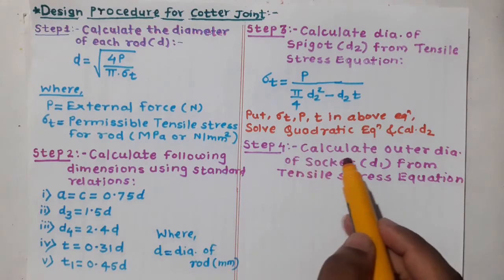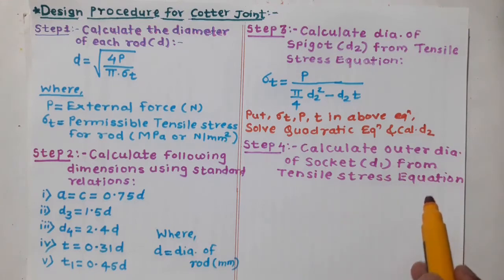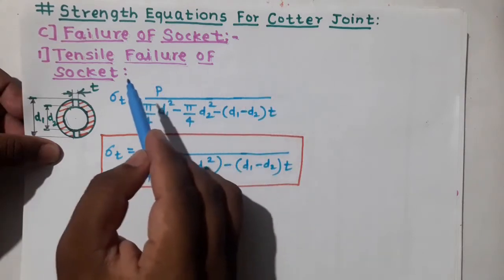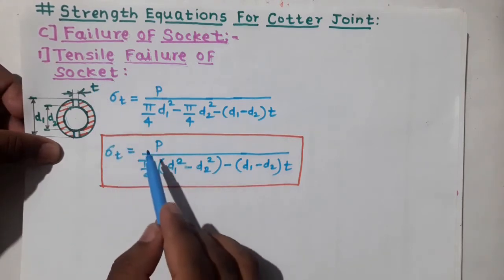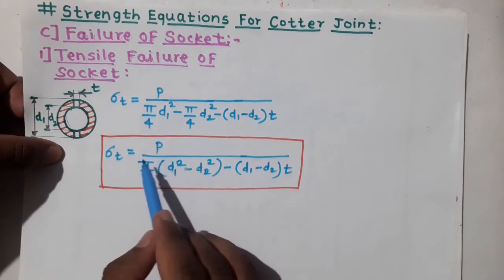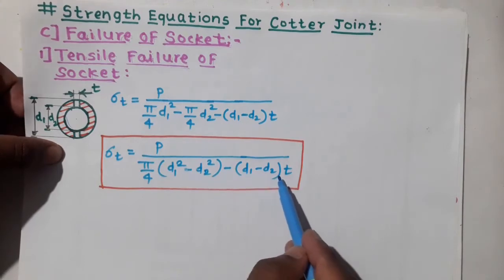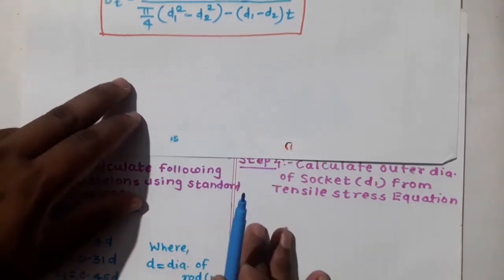Now step number 4 is calculate the outer diameter of socket, that is small d1, from the tensile stress equation. Again we have to refer to the strength equation article for this tensile stress equation in the socket. We have studied the article on tensile failure of socket, and we have developed the equation for tensile stress in the socket, and this is the equation: sigma t is equal to P upon pi by 4 into bracket d1 square minus d2 square, minus into bracket d1 minus d2 into t. So we have to use this equation here to calculate d1. I will write this equation as it is here.